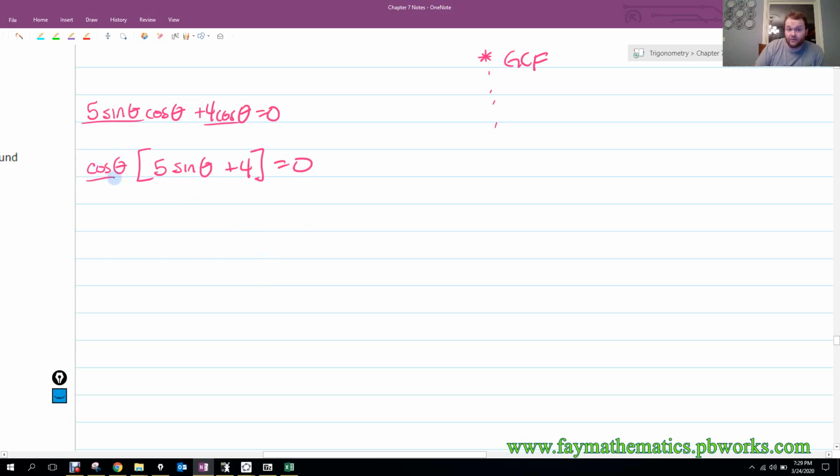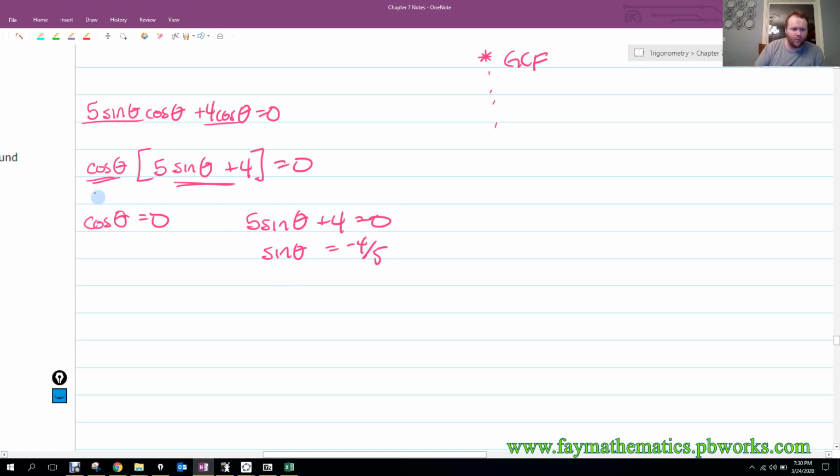And now I've got two numbers being multiplied together, and they give me 0. So I can use the zero product property. When is cosine theta equal to 0? And I've got 5 sine of theta plus 4 is equal to 0. Well, I can go sine of theta equals, this will be negative 4/5 eventually. I think you guys can do that algebra. Subtract 4 and then divide both sides by 5.